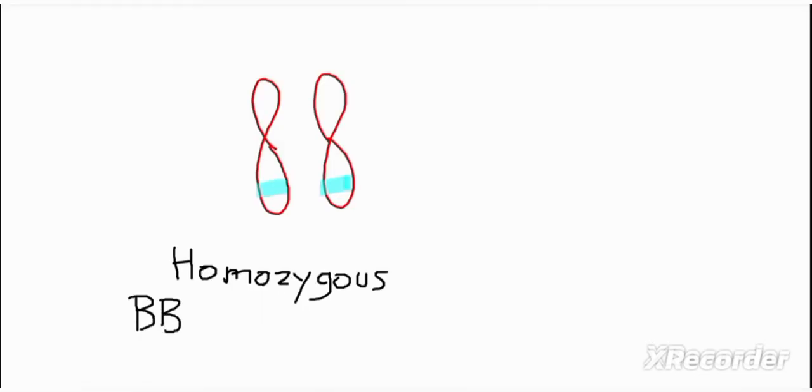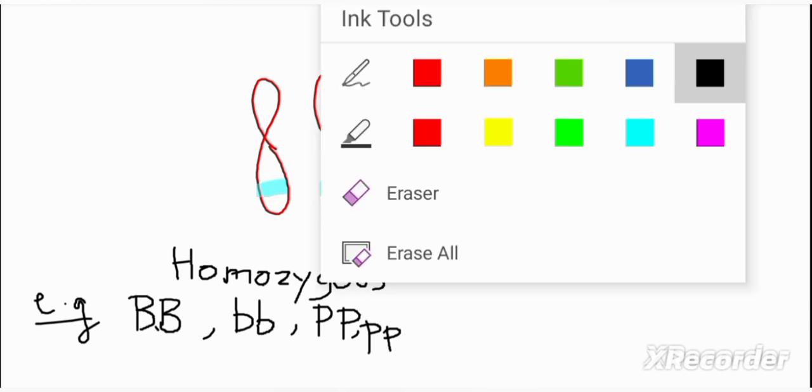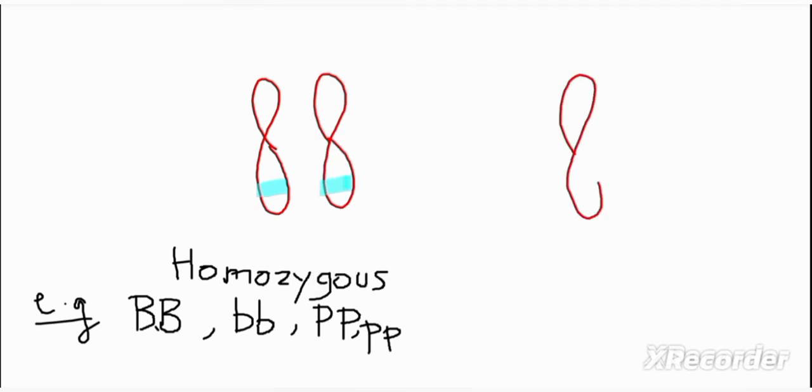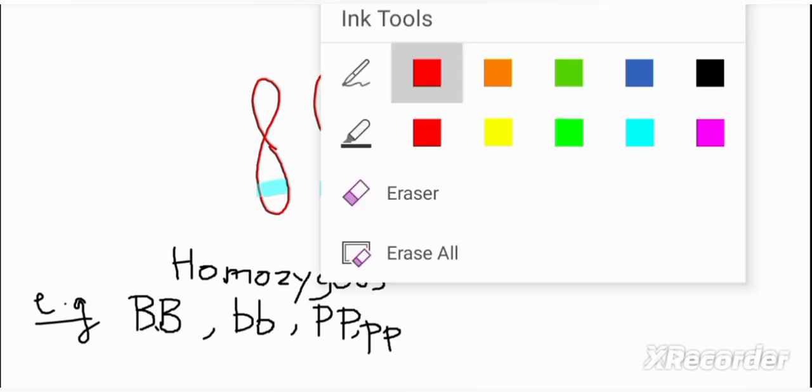Homozygous is a genetic condition in which both alleles are the same and they express the same character or trait. For example, capital B capital B or small b small b, these are homozygous alleles. On these chromosomes, alleles are shown with a blue color and they are expressing the same flower color, that is blue flower color. So this is a homozygous condition and these alleles are homozygous alleles because both are the same.